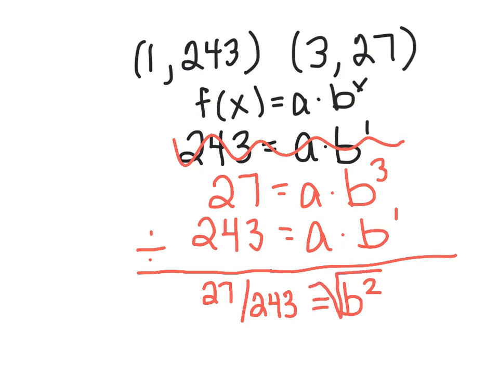I'm going to take the square root of both sides, and I'm going to end up getting a 1/3. I know when I take the square root, it's a plus or minus, but here we're going to deal with positive numbers, so B is 1/3. Okay, so now I'm going to go back to one of the equations, probably the 243 one, because it's B to the first power. So 243 equals A, and then this is 1/3 to the first power.